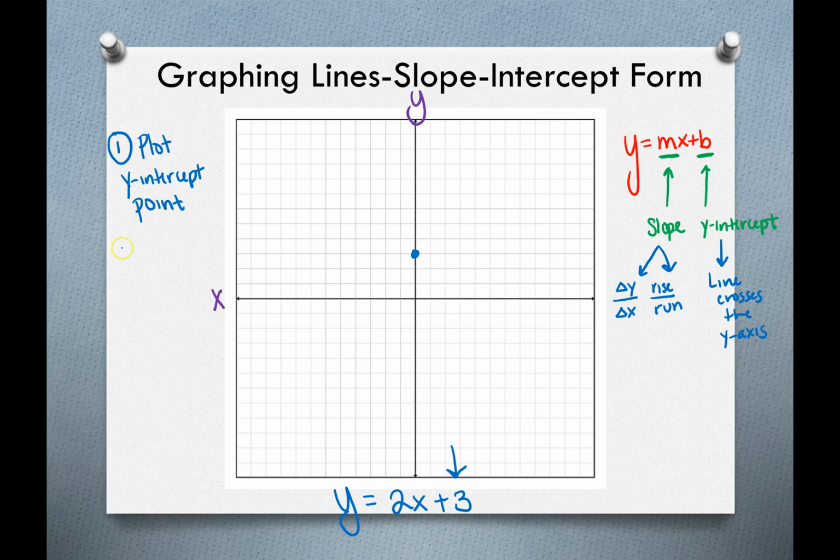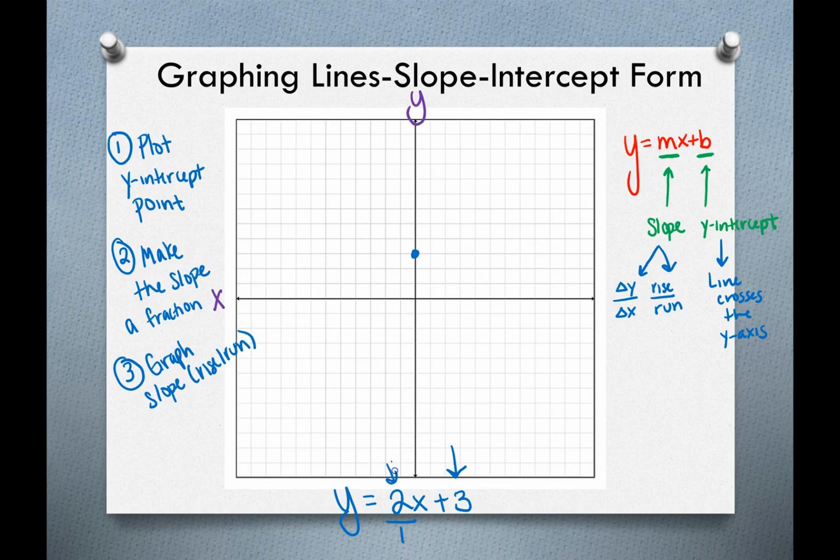The next thing I'm going to do is, if I need to, make the slope a fraction. So in this case, I have a slope of 2. And that 2 can be turned into a fraction of 2 over 1. And the last thing we have to do, or I guess second to last thing, is to graph the slope, which is rise over run. So in this case, our 2 is our rise, meaning up, and our 1 is our run, which means right.